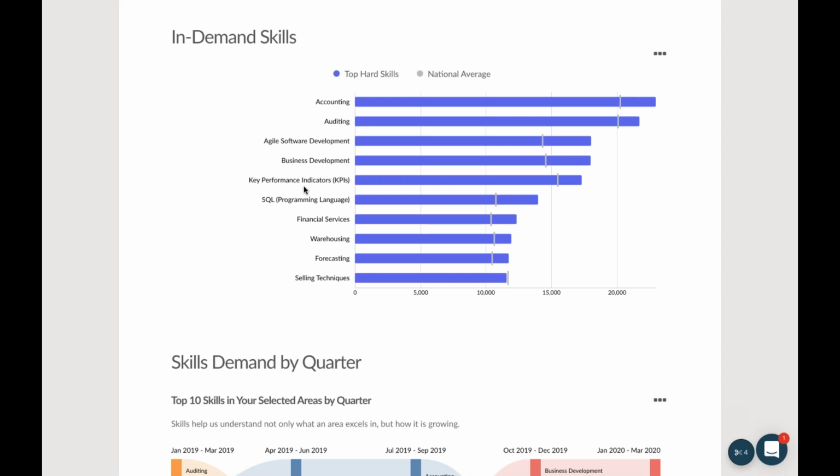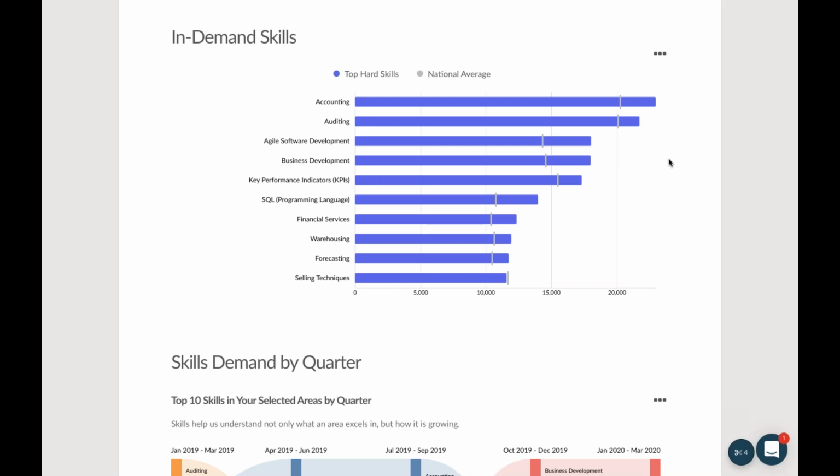So we can see here the top hard skills. In first place, accounting, in second, auditing, in third, agile software development. Again, this little grey line denotes the national average. So we can see here that accounting, auditing and agile software development are all above the proportion for the UK average, which again shows you the concentration of those skills in demand in this broad area.